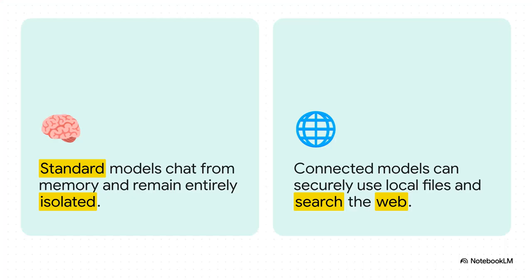To really understand why this is a massive leap forward, we have to look at the limitations we're dealing with. A standard local LLM is basically a brain in a jar. It's safe, it's offline, but it's completely static, just chatting from memory. But an MCP-connected model, it's totally different. By securely tapping into your local files, grabbing data from your databases, or hitting the web, it goes from a passive chatbot to an active assistant. It's literally the difference between asking someone to guess what's in your filing cabinet versus just handing them the key so they can open it themselves.